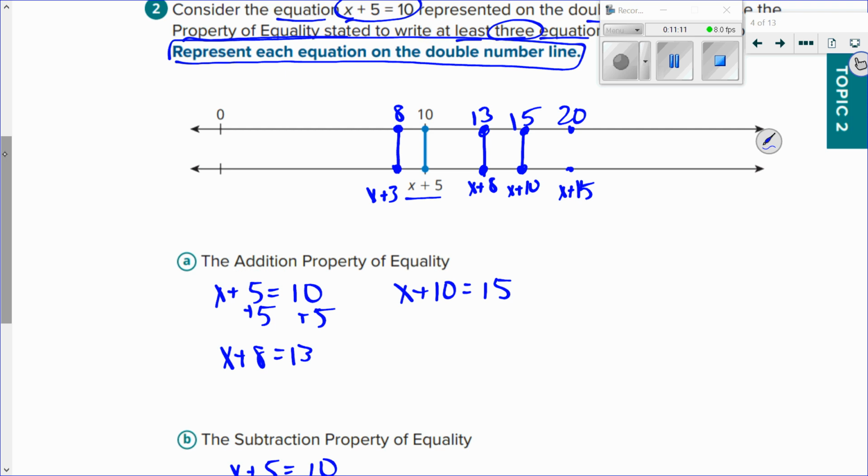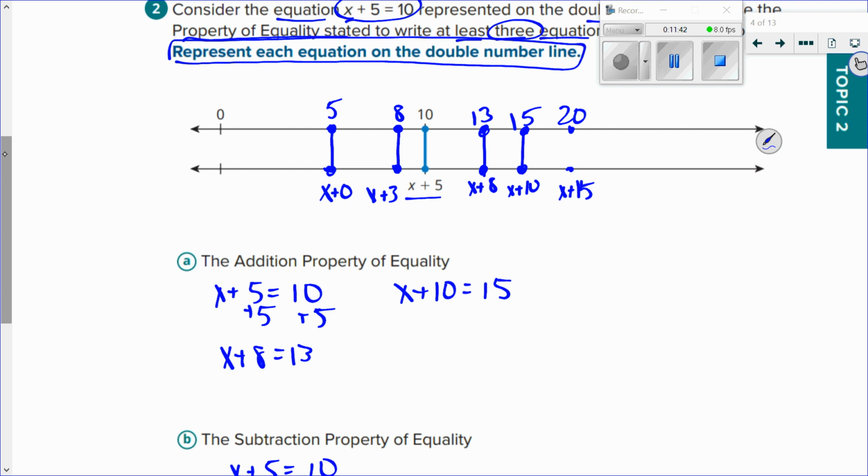Now the obvious one, instead of adding 5, I could subtract 5, right? So if I took 5 away from both sides, what's 5 minus 5? 0. So that leaves me with what on this side? X. Technically, I could put x plus 0 if you want, because 5 minus 5 is that. 10 minus 5 gives me 5. So I actually know that x equals 5.